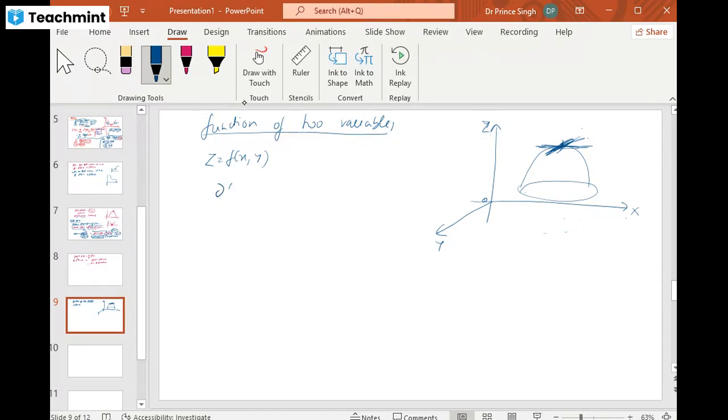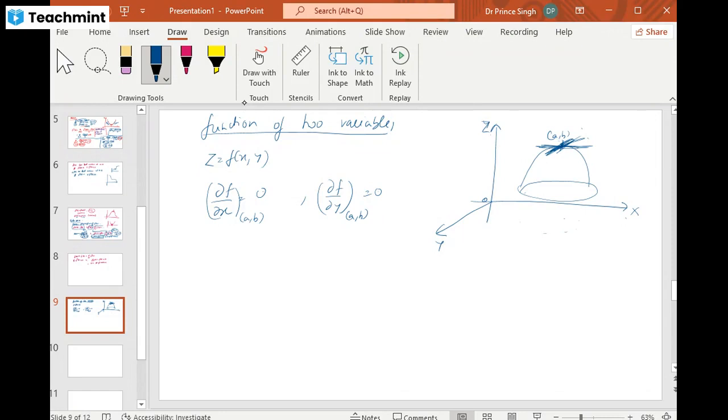That ∂f upon ∂x is equal to 0. This is the point, say (a, b). Then the partial derivative of the function at the point (a, b) is 0. That means the tangent is parallel to the x-axis and parallel to the y-axis, both of them are 0. So this is the condition of the extreme point or the stationary point, right?